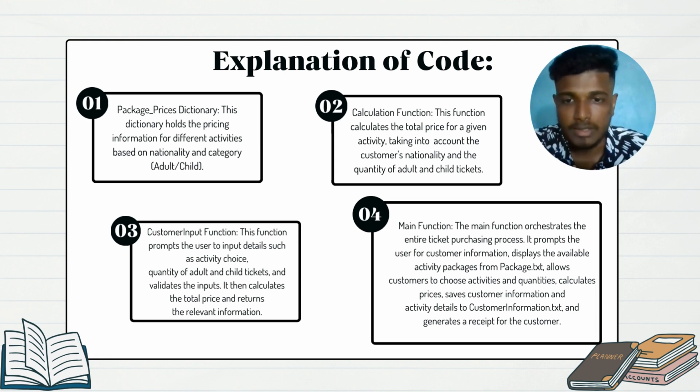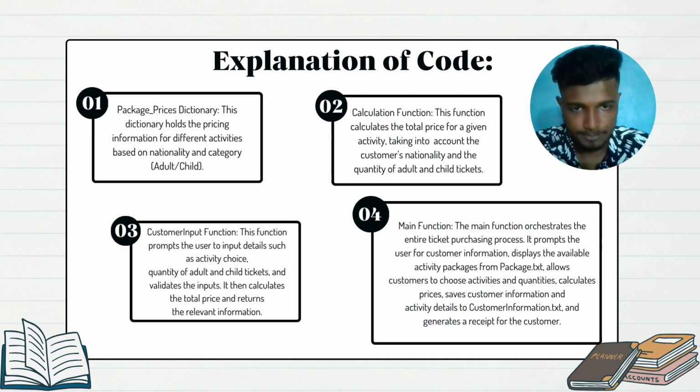Next, we use the customer input function. In this function, we ask the user to input details such as activity choices, quantity of adult and child tickets, and validate the inputs, and then calculate the total prices and return the relevant information.